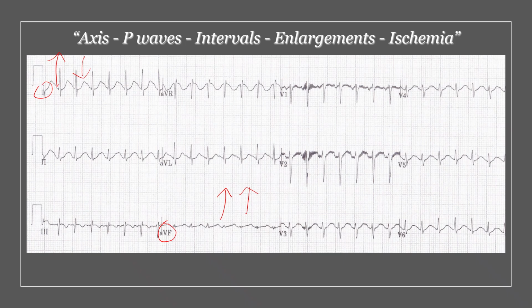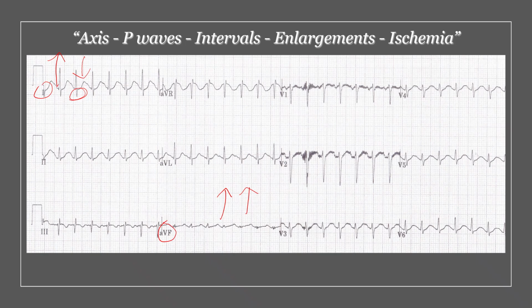Looking at this example, the complexes in both leads are pointing up, but actually we've got a fairly deep S wave in lead 1. So I would say this is rightish axis deviation rather than a frank right axis deviation. So that's regarding the axis here.